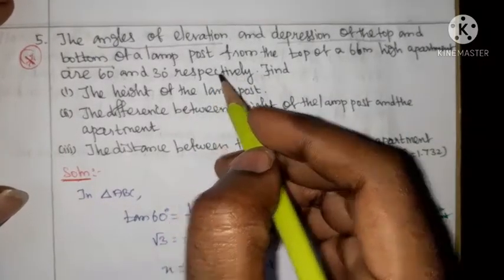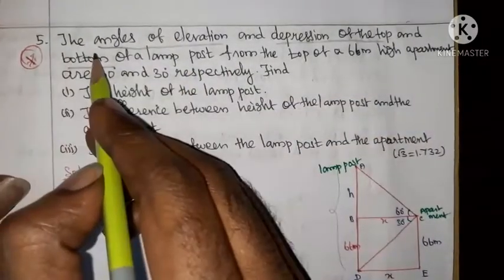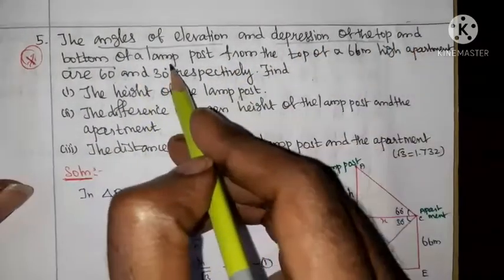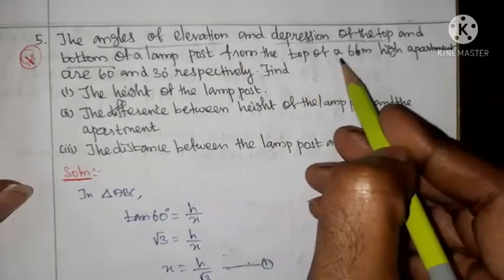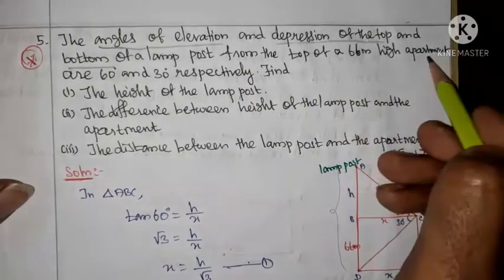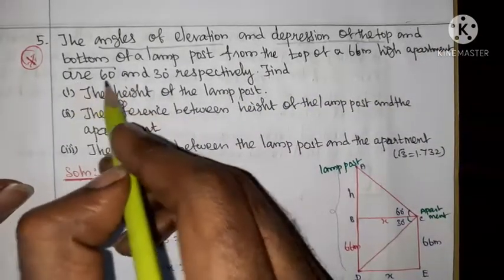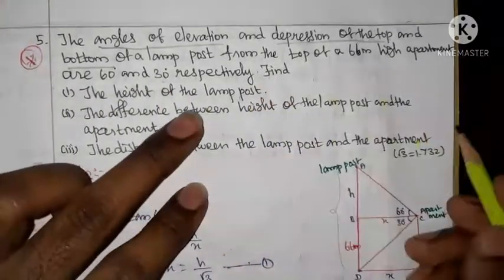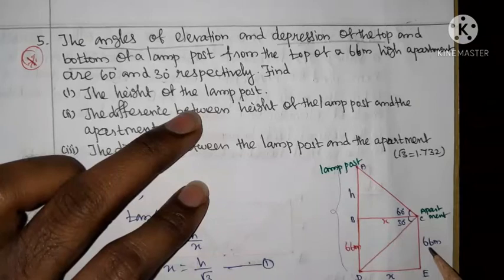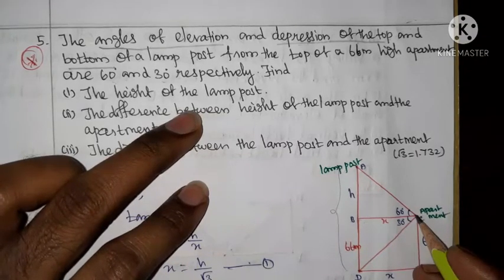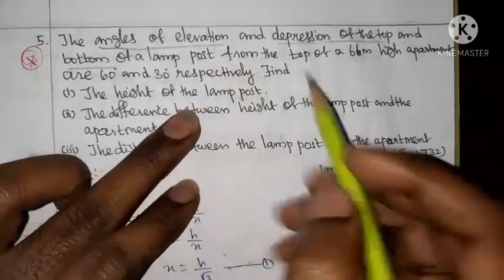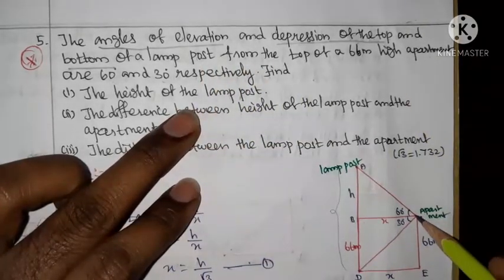Exercise 6.4, question number 5. The angles of elevation and depression of the top and bottom of a lamp post from the top of a 66 meter high apartment are 60 degrees and 30 degrees respectively. So the apartment is 66 meters high. This is the top, and here is the lamp post, top and bottom.